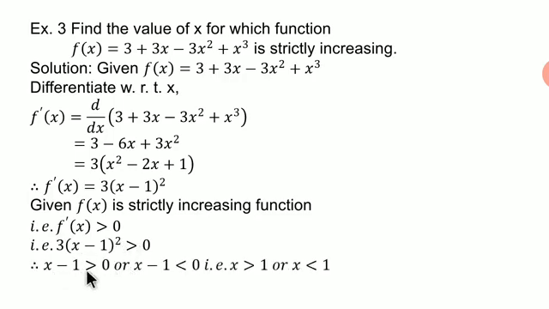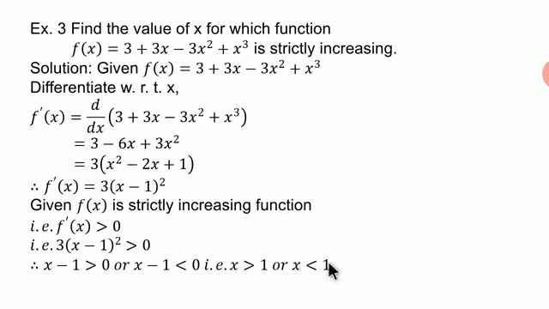So we get x minus 1 is greater than 0 or x minus 1 is less than 0. That is, x is greater than 1 or x is less than 1. Now x is greater than 1 means what? x belongs to the open interval 1 to infinity. And when x is less than 1, x belongs to the open interval minus infinity to 1. That means x belongs to the open interval minus infinity to 1 union the open interval 1 to infinity.